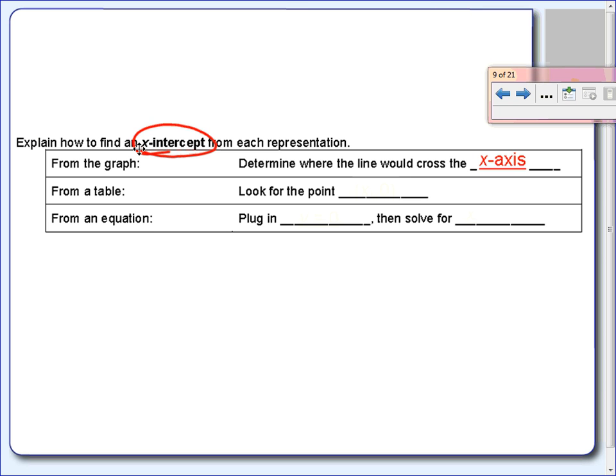If you have a table, the last one we said we were looking for the ordered pair 0 something. Now we're looking for what? Something 0, right? So in the table you'll be looking for the ordered pair something 0. And then finally, if we have an equation, how would you find the x-intercept given an equation? It's just the opposite of the last one. What we do is we plug in 0 for the y, and then solve for x.